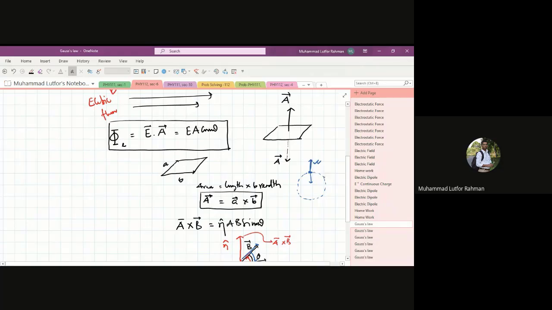Every point on this sphere will have the area vector perpendicular to the surface. That's why we denote it in that form. This will be the direction of this area vector. It will always be perpendicular to that surface.